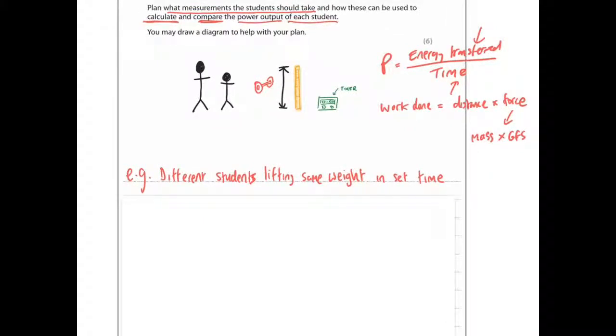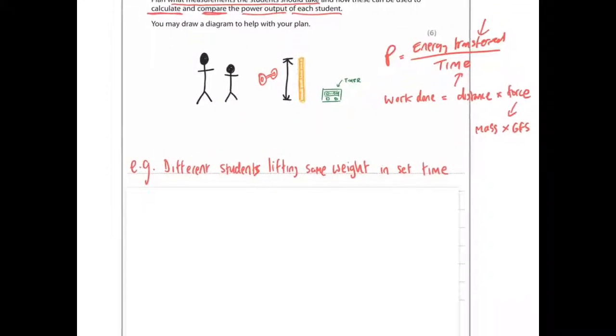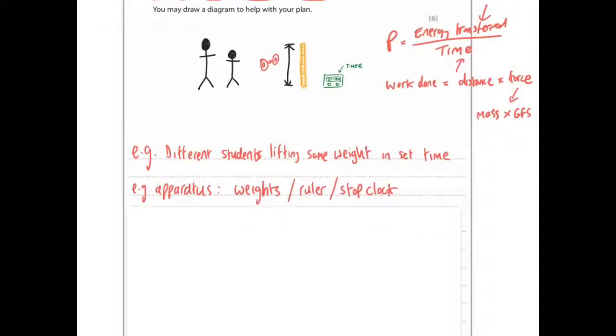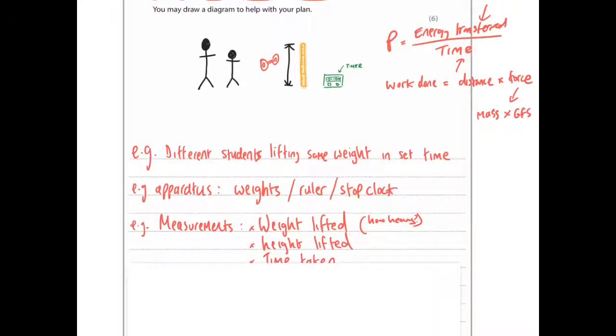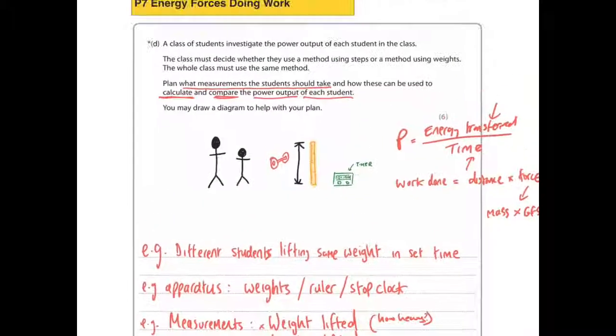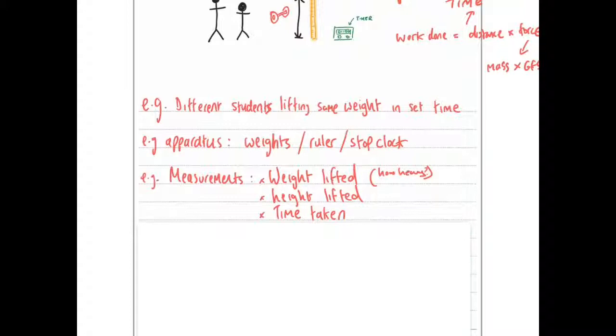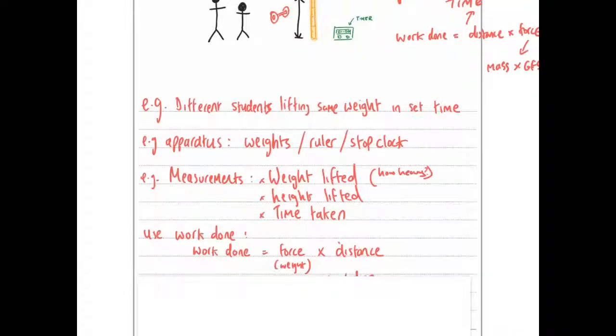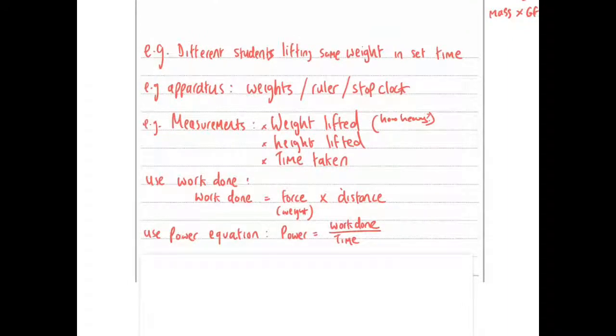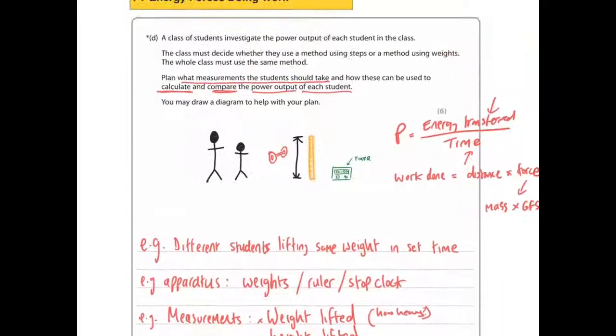So different students lifting the same weight in a set time, you could do that. The apparatus you need is weights, a ruler, and a stop clock. The measurements you take, for example, are the weight lifted, how heavy, making sure that it's the same weight, the heights lifted, and the time taken. So that's how you get the measurements. Then use the work done formula: work done equals force times distance, and the power equation, power equals work done divided by time, and that will tell you how these can be used to calculate the power of each student.